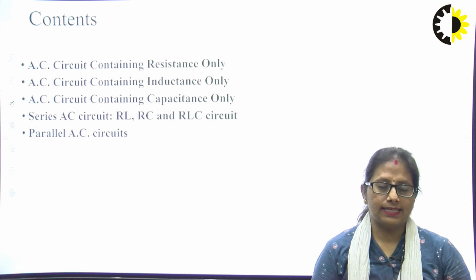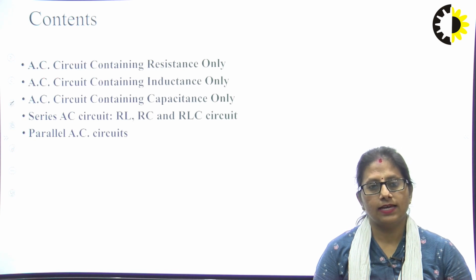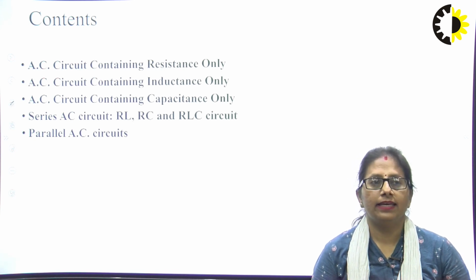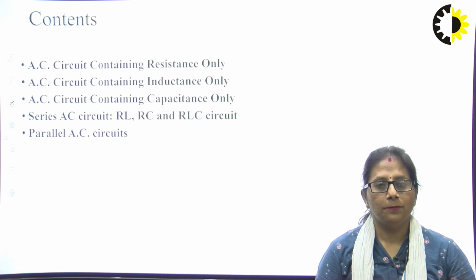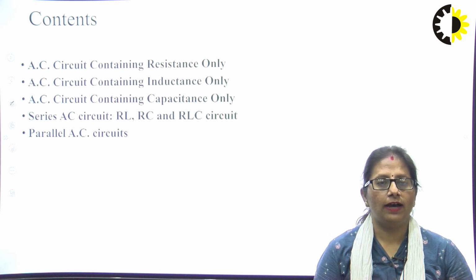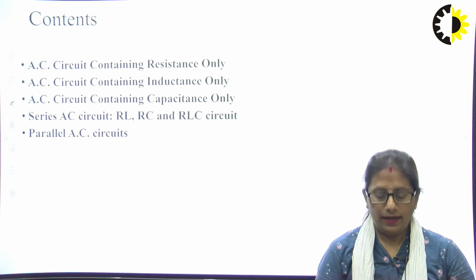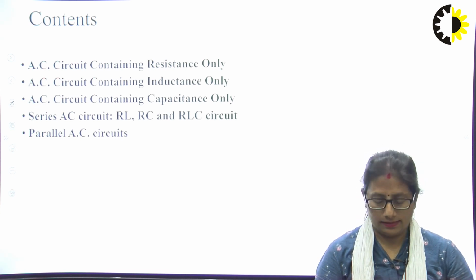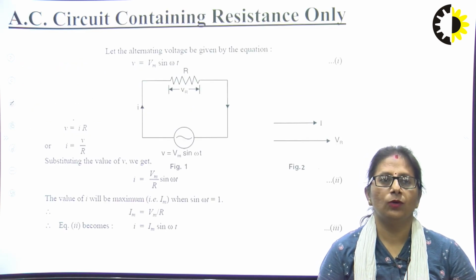the AC circuit containing resistance only, then a purely inductive circuit having only the inductance, and then a purely capacitive circuit having only the capacitance, and then the series combination of either RL or RC or RLC series, and also the parallel AC circuits. Okay, moving on with the very first one, which is a purely resistive circuit.